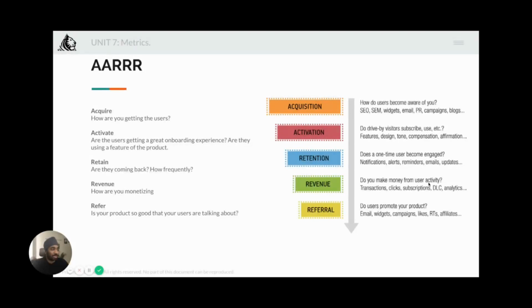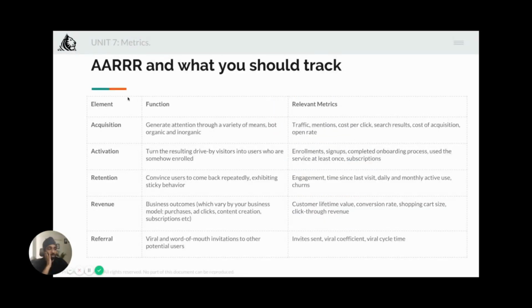Finally, do you make money from user activity? It could be pure money, or it could be the attention, that is people clicking on, activating, or engaging with the content that is displayed on your app. Do users promote your product? They love your product so much that they are talking about it. For example, for Instagram, the referral would be, are they inviting their friends or not? Are they attaching the Instagram handle to their blogs and personal artifacts or not?